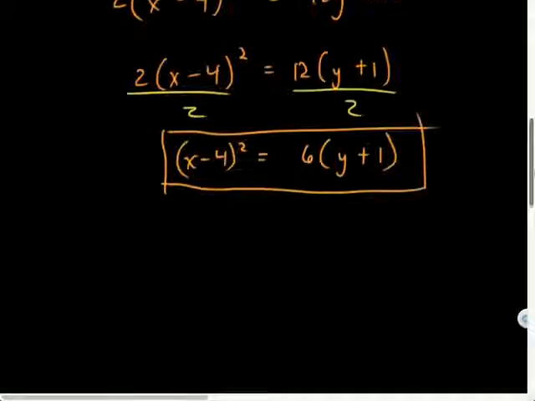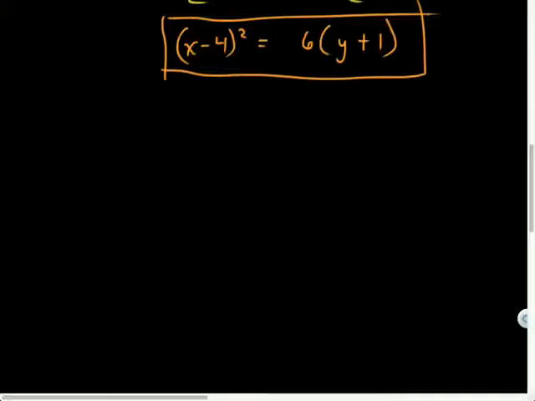And looking at this, let's gather our information so I can graph it. I know that this is vertically oriented. I know that the vertex is at 4 comma negative 1, right? The opposite of that number, opposite of that number. I can find the value of p.